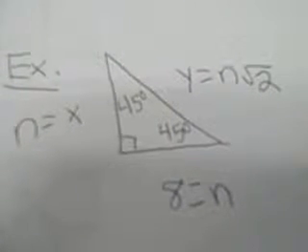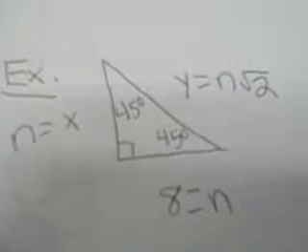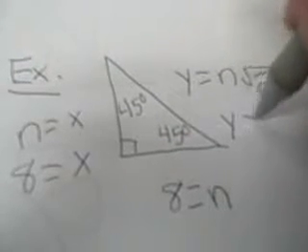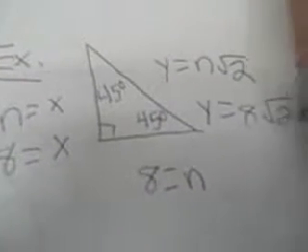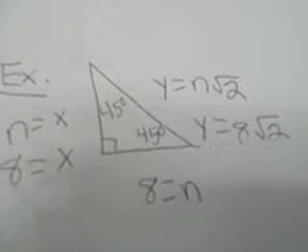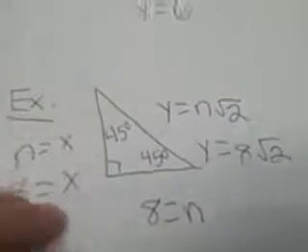In this particular problem, we don't have anything to solve for. We already know what n is, so all we need to do is take it and plug it in. So x is equal to 8, and y is equal to 8 times the square root of 2. We have 2 more examples to look at.